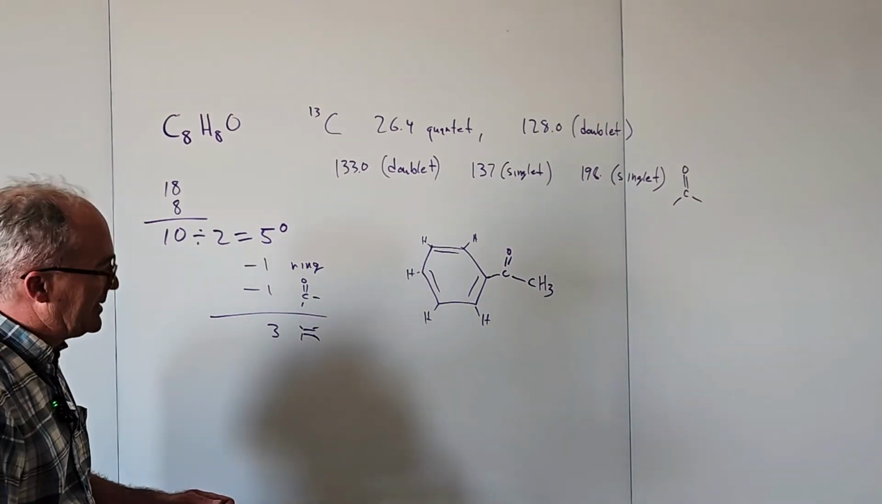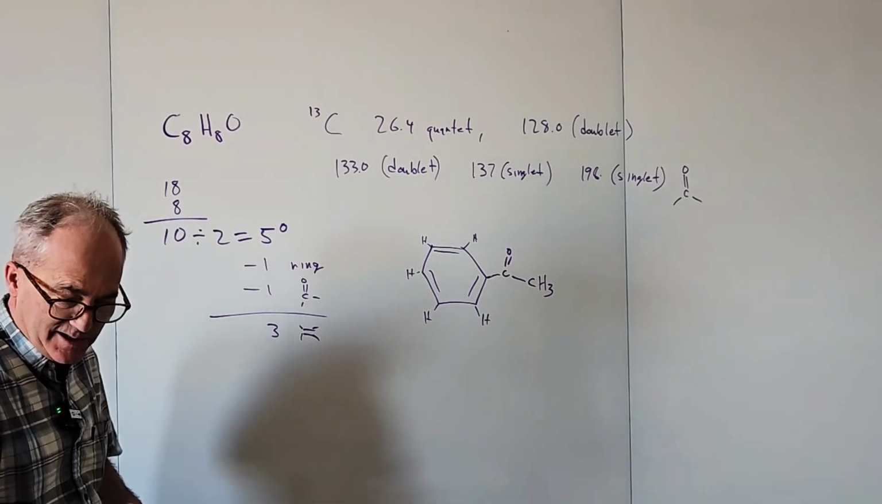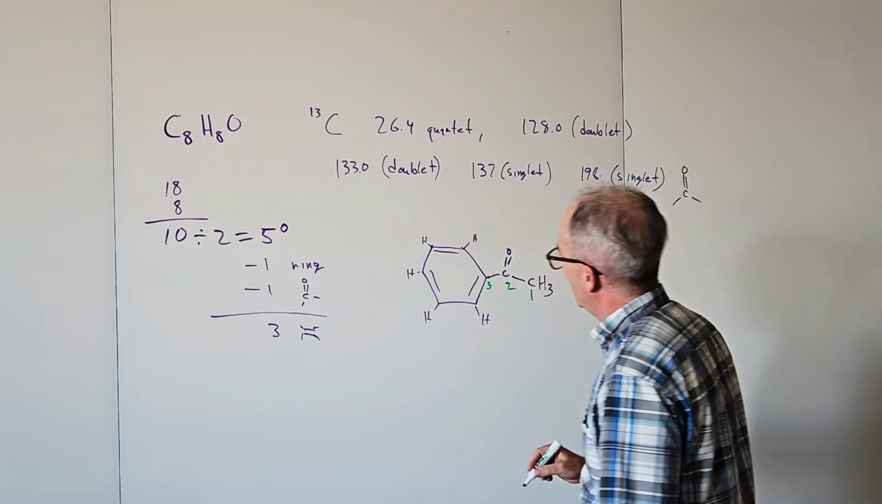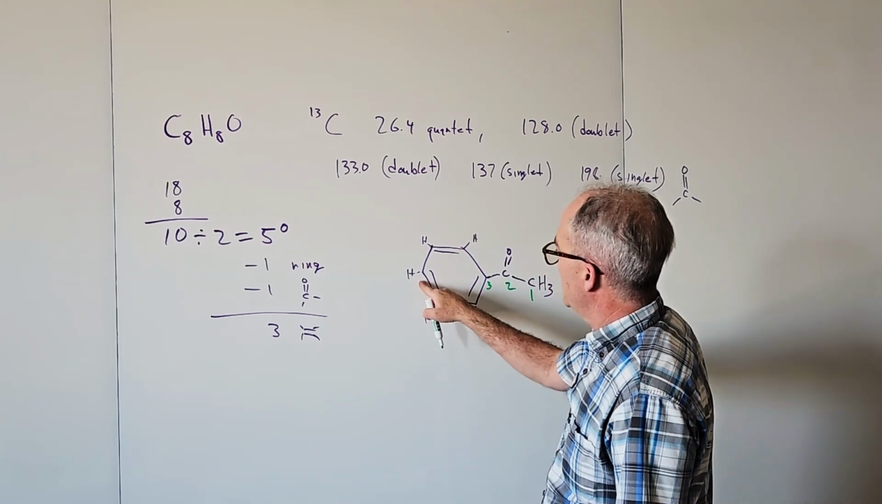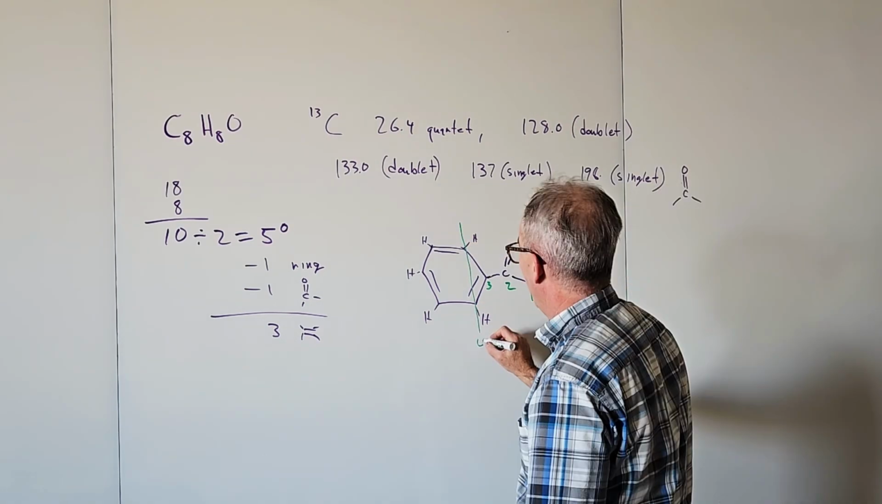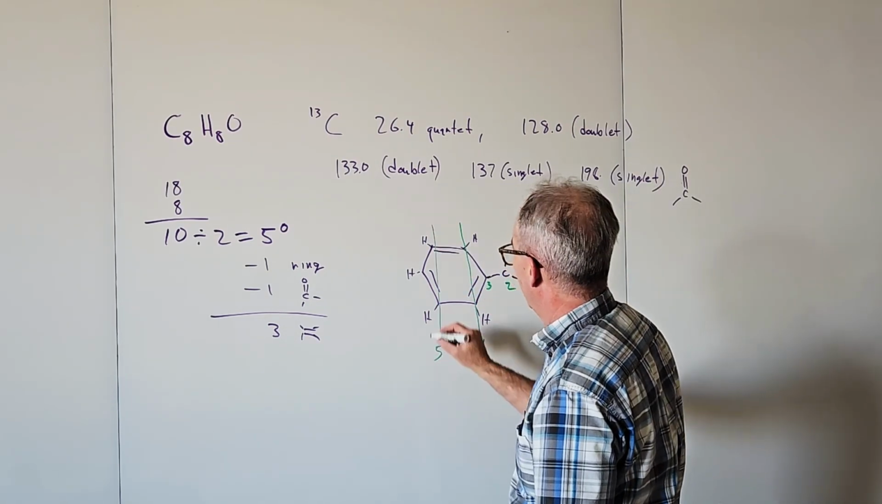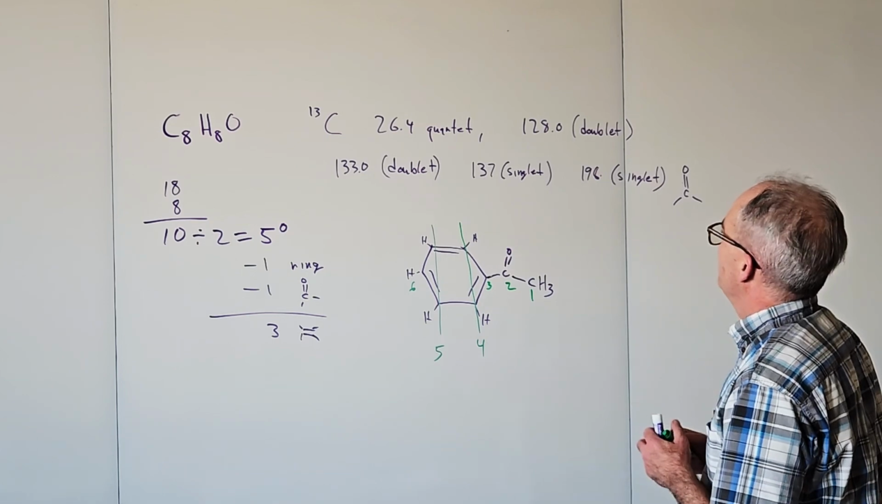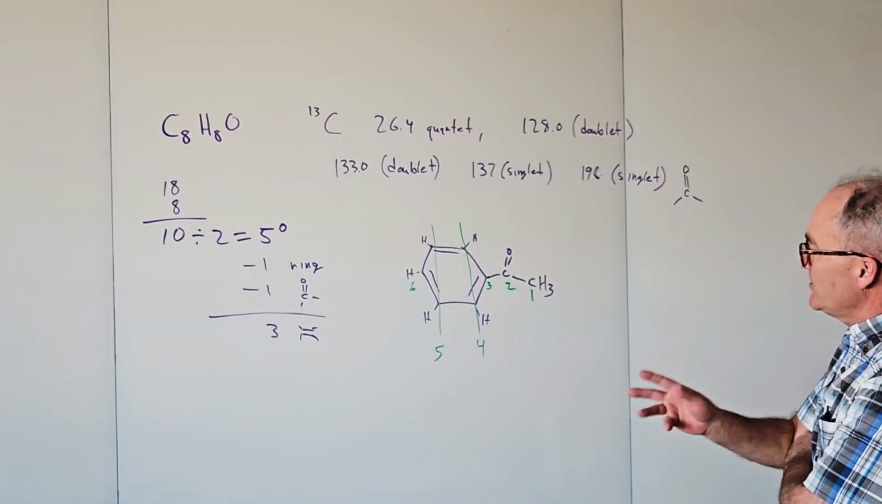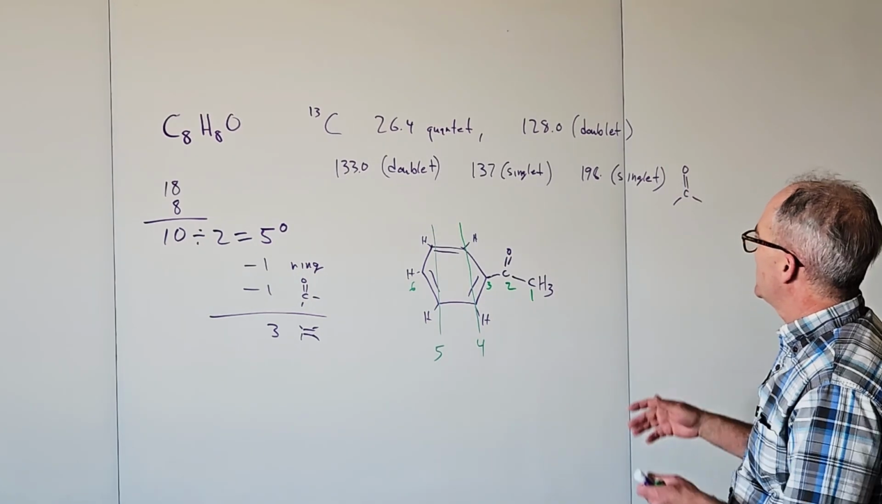How many carbon NMR signals should I see? I'm going to go 1, 2, 3, 4, 5, 6. I might count these as being chemically equivalent. 4, 5, 6. I only have 5, right? Well, this is the structure. Let's just rationalize.